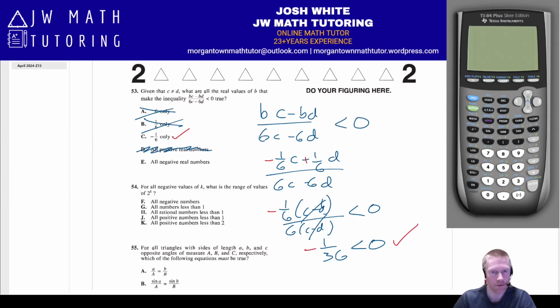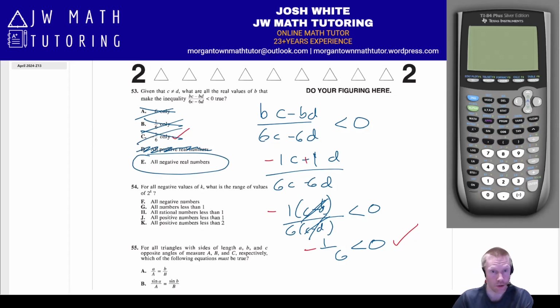So now all you would have to do for E is check another negative number. You could just make it -1. So if I go back here and plug in -1, it's going to look like this: -1C plus 1D, and then you factor out a -1, so it flips and becomes C minus D. The C minus D's cancel. Now you get -1/6. Is that less than 0? Yes, it is. So the correct answer again for this one is going to be E.